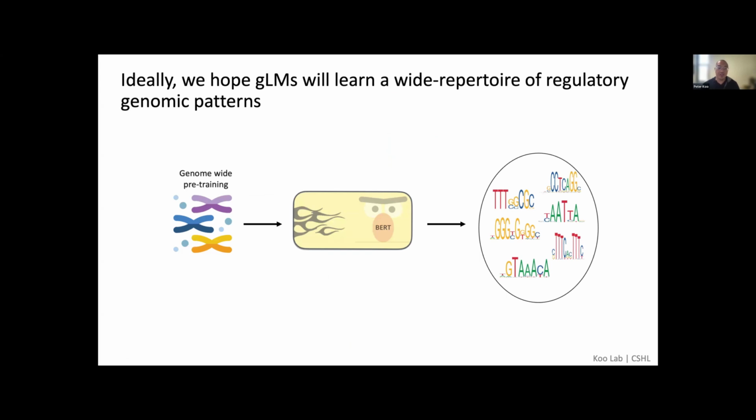So what we expect the gLMs to be learning during pre-training on entire genomes is to capture a wide repertoire of regulatory sequence patterns, such as transcription factor binding motifs. Now, the lexicon of motifs should span the entire corpus of relevant motifs across the human genome for any cell type. This, in essence, would mean that the gLM has learned a foundational understanding of regulatory motifs that are broadly useful for various cell types and conditions.